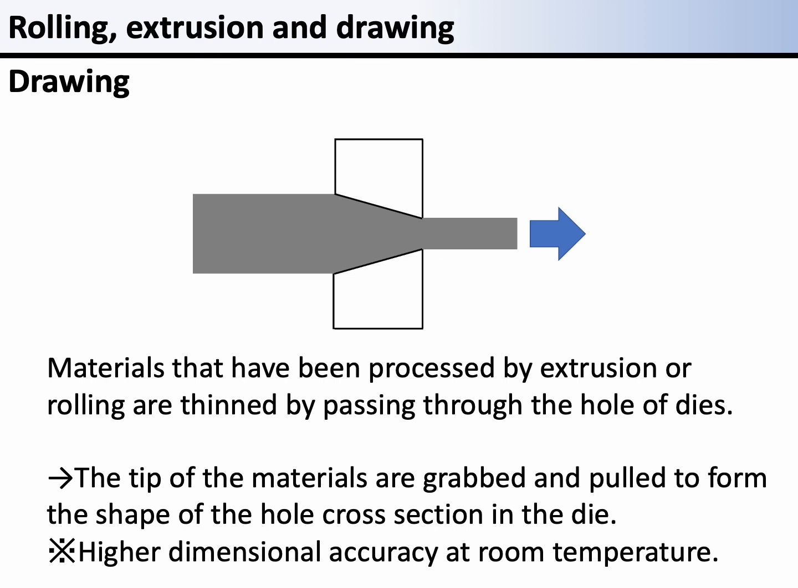In the drawing process, materials that have been processed by extrusion or rolling are thinned by passing through the hole of dies. The tip of the material is grabbed and pulled to form the shape of the whole cross-section in the die. The surface of the product can be finished at a higher dimensional accuracy through the processes at room temperature.